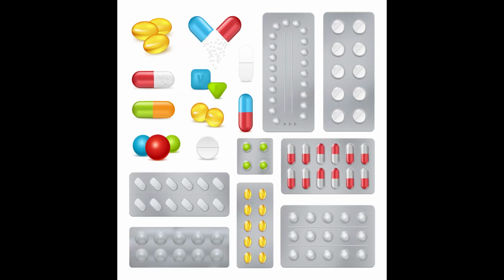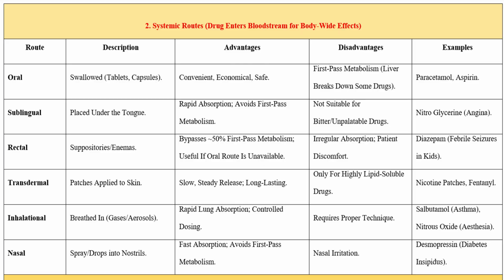Here, the drugs are swallowed in the form of tablets or capsules. The oral route is the most convenient, economical and safe, but some drugs are broken down in the liver before reaching the bloodstream. This is called first pass metabolism. Examples are aspirin and paracetamol.